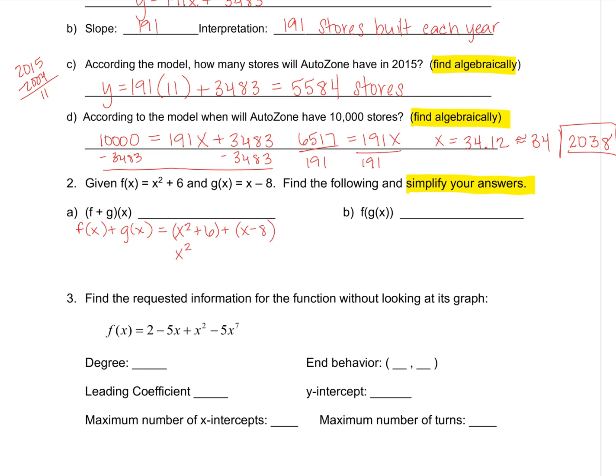I'm going to get x squared, plus x. 6 minus 8 is minus 2. So I'm going to get x squared plus x minus 2.